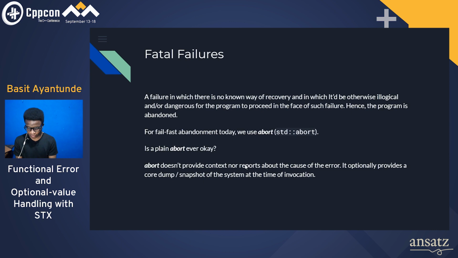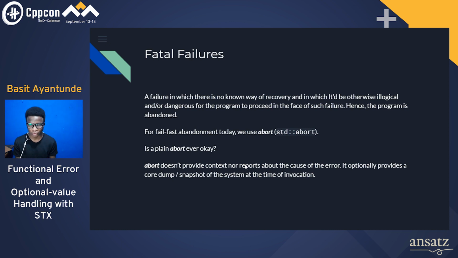So now let's go into fatal failures. What exactly is a fatal failure? A fatal failure is a failure in which there is no known way of recovering, and in which it would be otherwise illogical and/or dangerous for the program to proceed in the face of such failure. Hence, we abandon the program. Commonly today, we use std::abort for fail-fast abandonment. But the question now is, is std::abort ever okay?